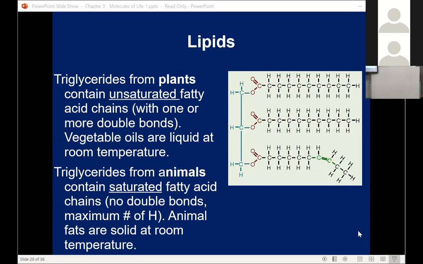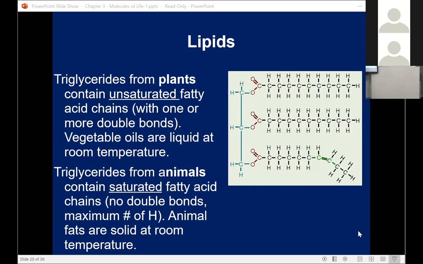Because unsaturated fatty acid chains are kind of bent and kinked, that prevents these fats from packing together efficiently. And that's the reason why these types of fats tend to be liquid at room temperature. So if you look in your kitchen, any type of plant fat, like canola oil, vegetable oil, peanut oil, sesame oil, all of these things are liquid at room temperature.